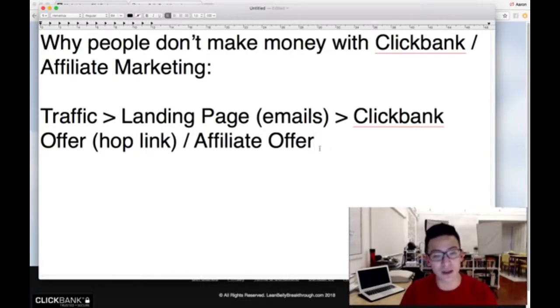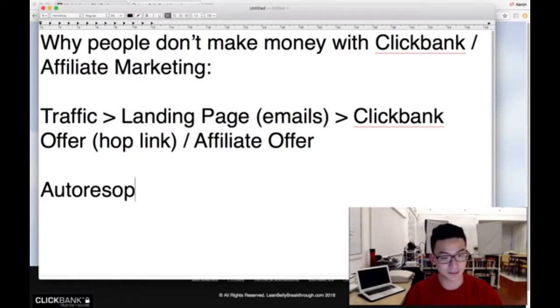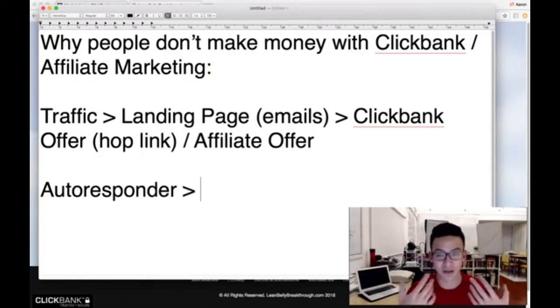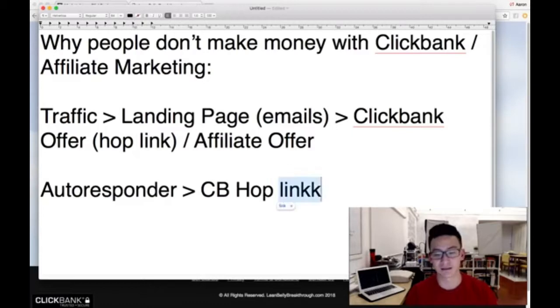Because people just don't buy that way. Instead, you could do it that way, but what you need to do after that, okay, this is what most people will do. As soon as people get onto their autoresponder, let's just say people don't buy your stuff, right? They get onto your autoresponder and you email them automatically for the next few days, right? This is what people will do. They will send them directly back to the Clickbank hop link. That's it.